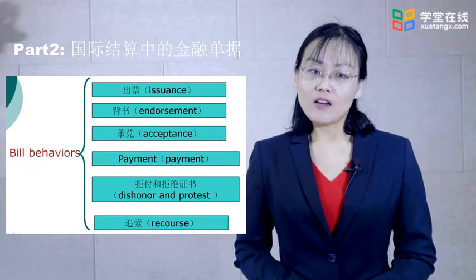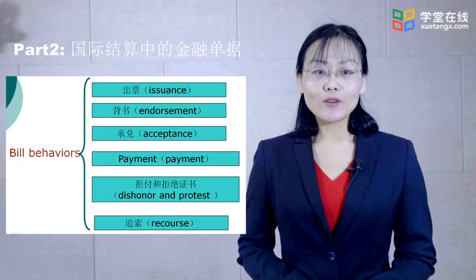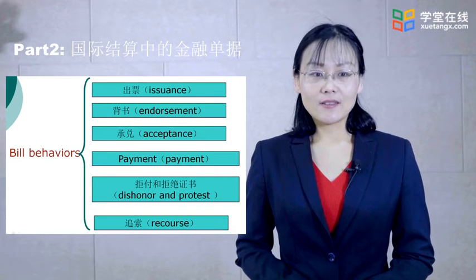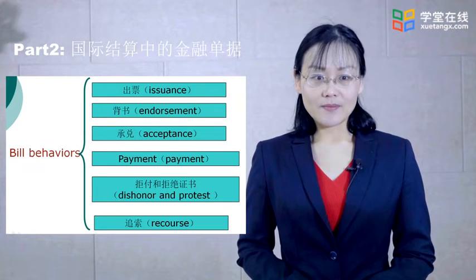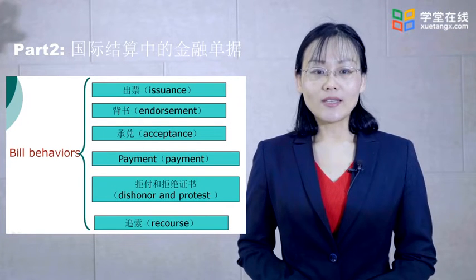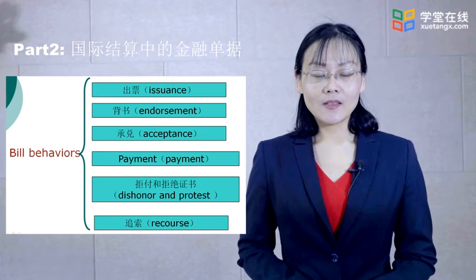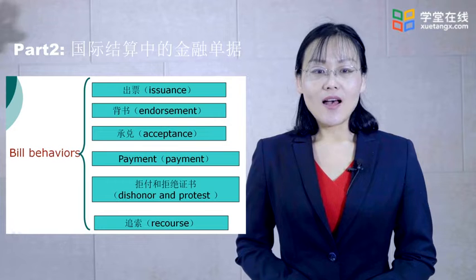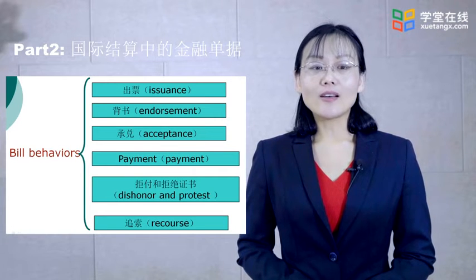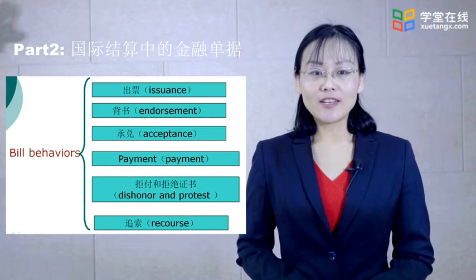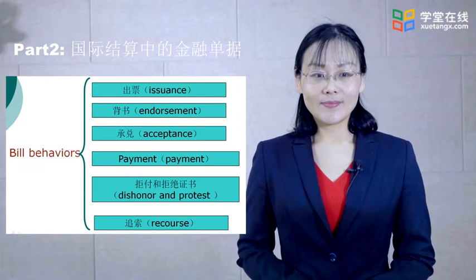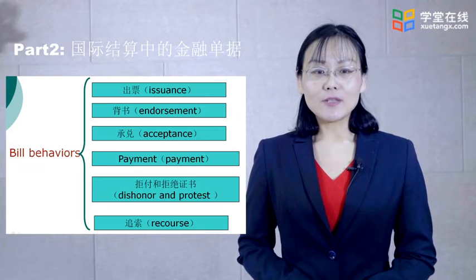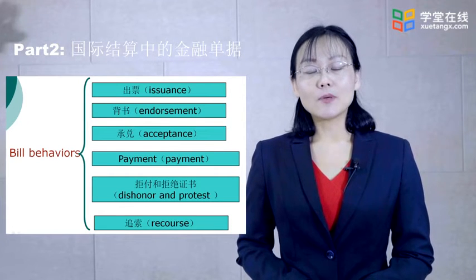A valid act of acceptance should include three elements: the word of accepted, date of acceptance, and the signature of drawee or acceptor. One thing to remember: conditional acceptance and partial acceptance are not allowed and can be regarded as dishonor. For the accepted draft, the acceptor needs to make payment at maturity.